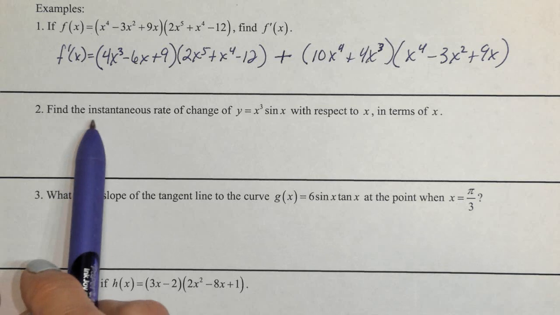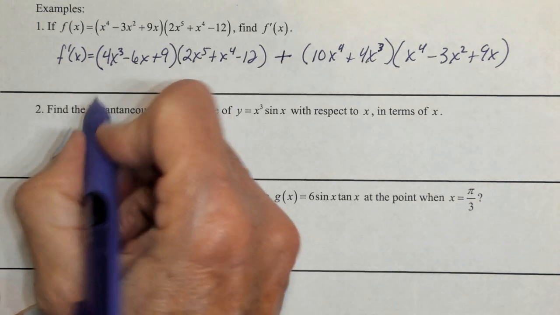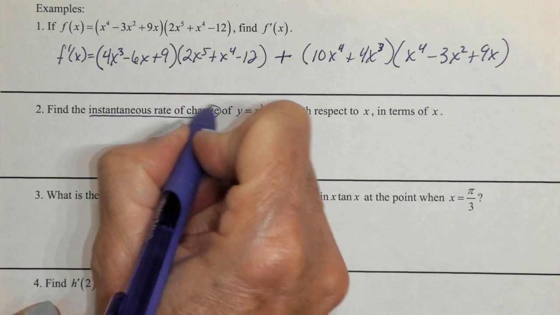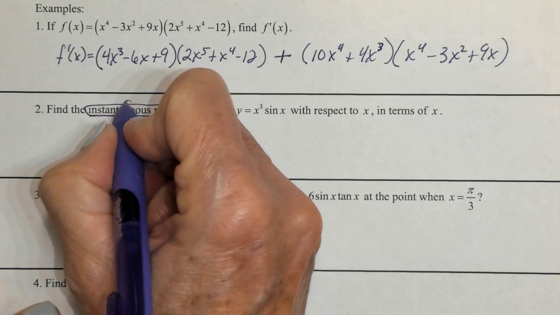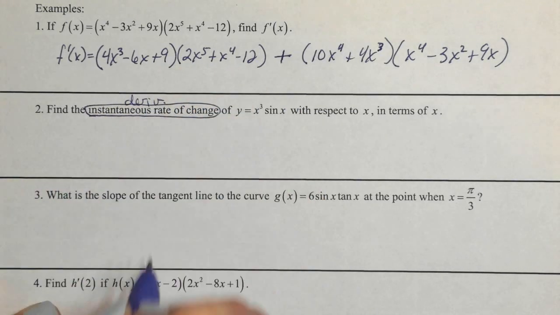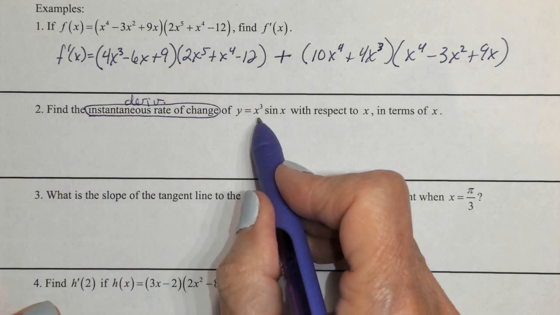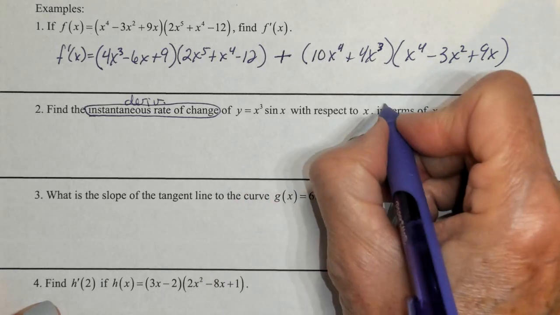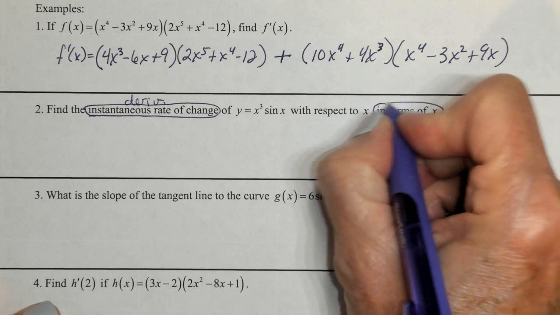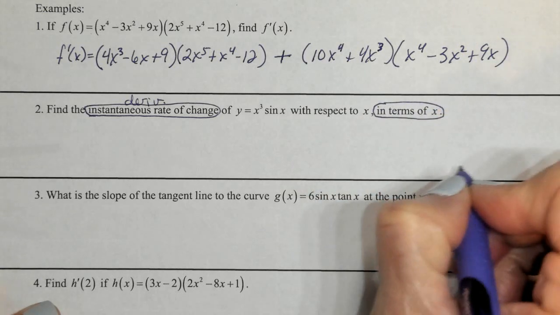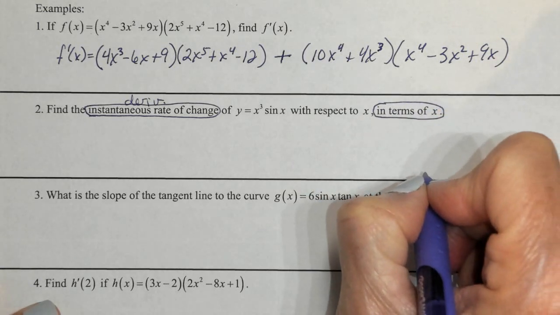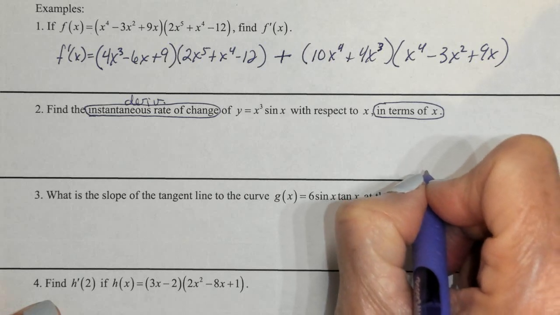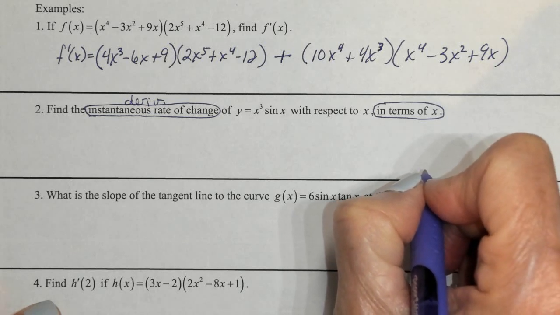Okay, find the instantaneous rate of change. Instantaneous rate of change is the derivative of x cubed times sine x with respect to x in terms of x. In terms of x only means that you will have x's in your answer and no other variables in your answer. Okay, that's what in terms of x means.